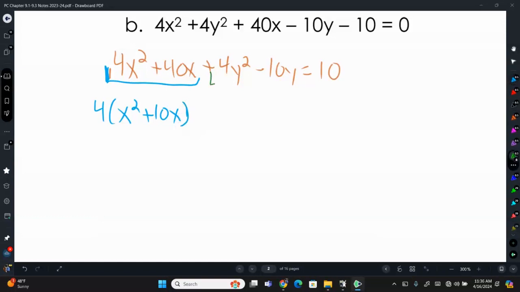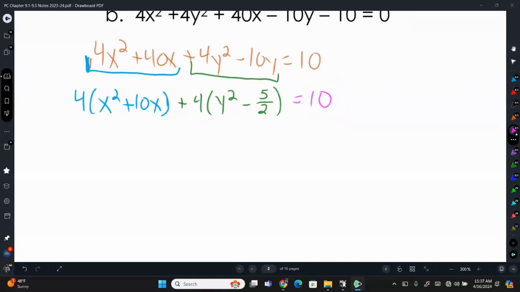And then here, factor out a 4. But this is where it gets a little bit confusing. 10 divided by 4 is not a whole number, and I don't want to use decimals because when I square a decimal, it becomes more confusing. So I'm just going to divide negative 10 by 4, which reduces to negative 5 over 2. And that equals 10.